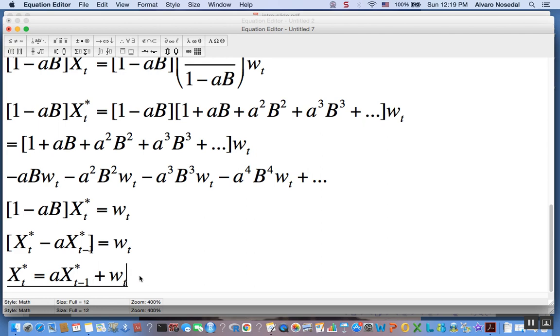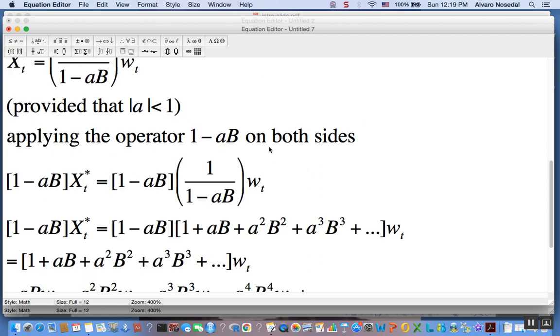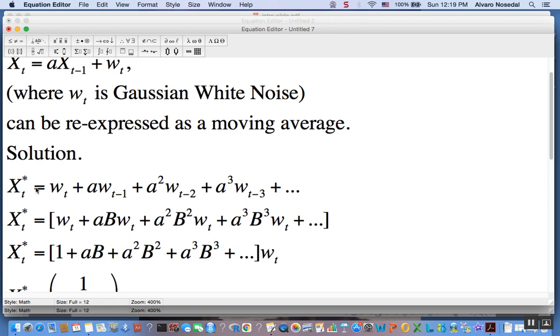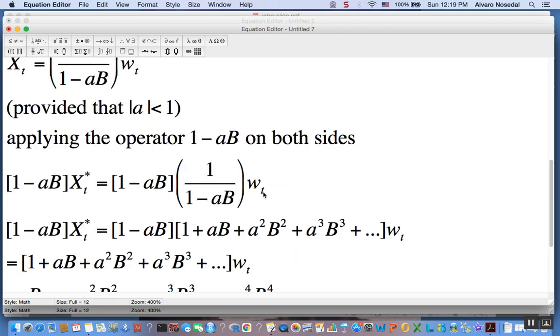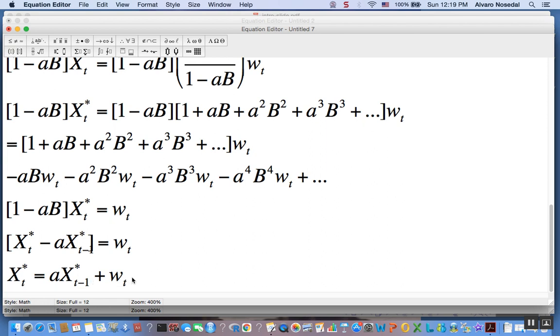Okay, makes sense. So we started with an MA infinity, a moving average with infinitely many terms, and we ended up with an AR1. And this shouldn't be a surprise for you because we did it in the past during class in a different way.